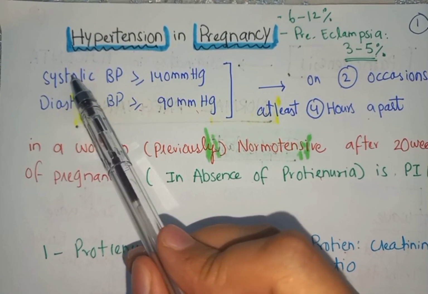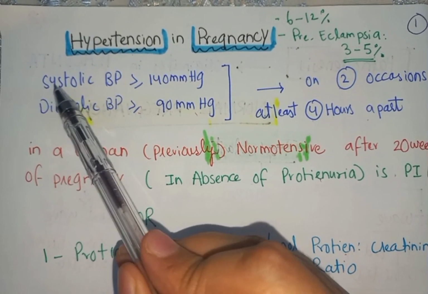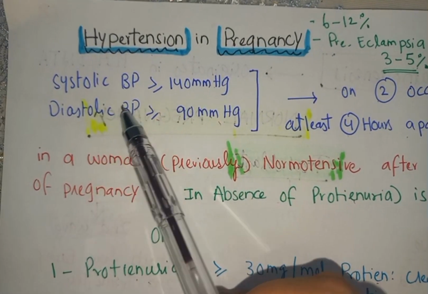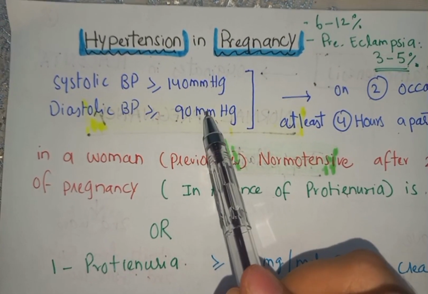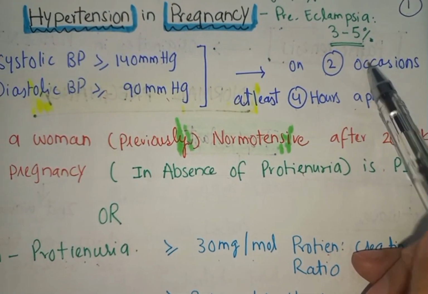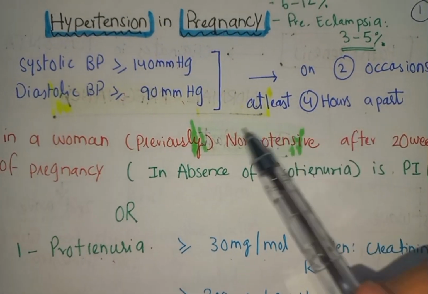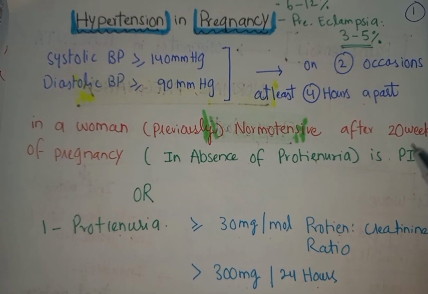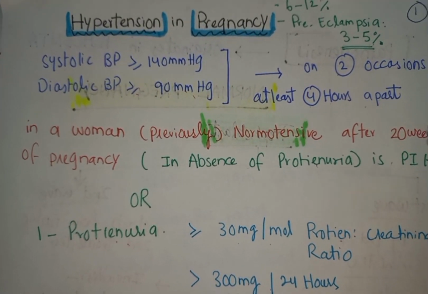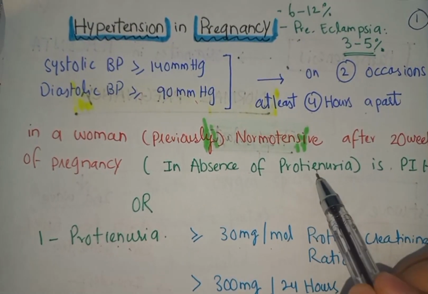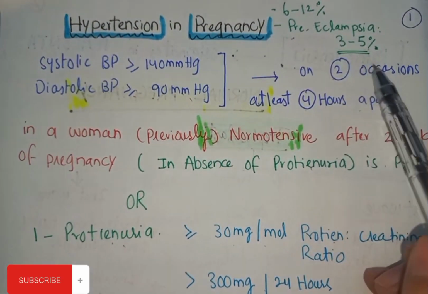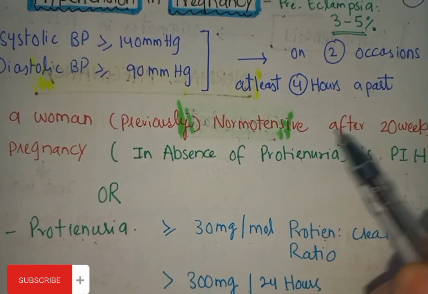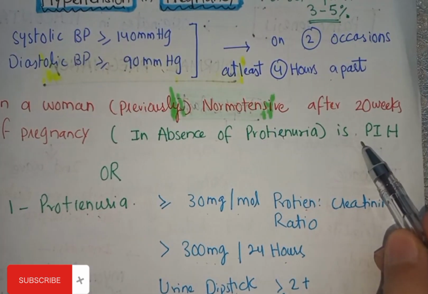Pregnancy-induced hypertension is defined as raised blood pressure, that is systolic blood pressure of 140 millimeter of mercury or more and diastolic blood pressure equal to or more than 90 millimeter of mercury, on two occasions at least 4 hours apart in a pregnant woman after 20 weeks of pregnancy, in the absence of proteinuria. This is known as PIH.